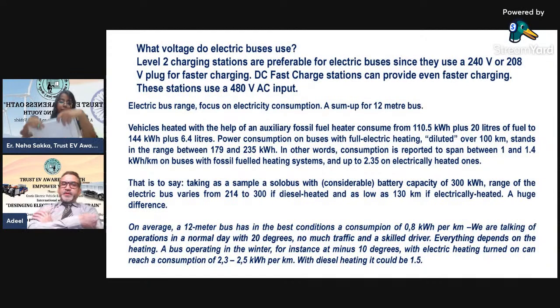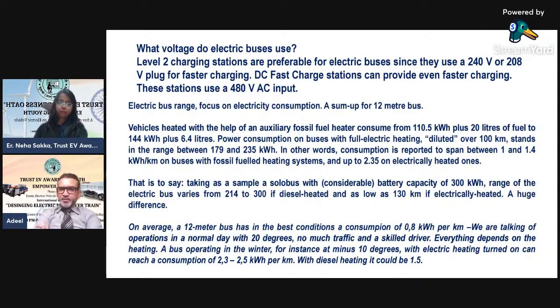What voltage do electric buses use? This is a very important question to know and understand. Level 2 charging stations are preferable for electric buses since they use a 240 volt or 208 volt plug. Here I answer the question of you guys asking me what kind of charging is required. So level 2 charging stations are preferable for electric buses for faster charging. DC fast charging stations can provide even faster charging. These stations use a 480V AC input.